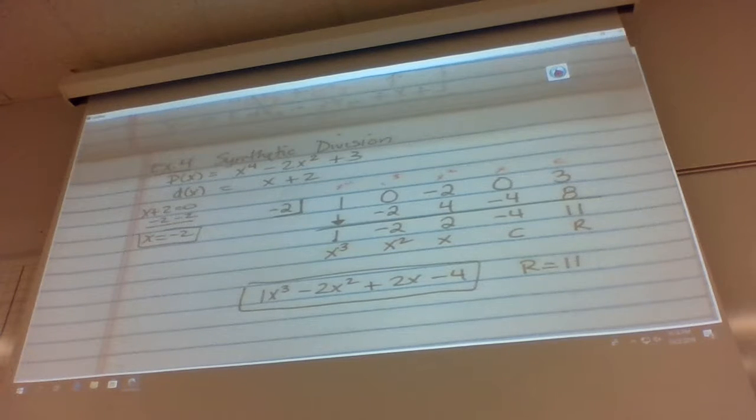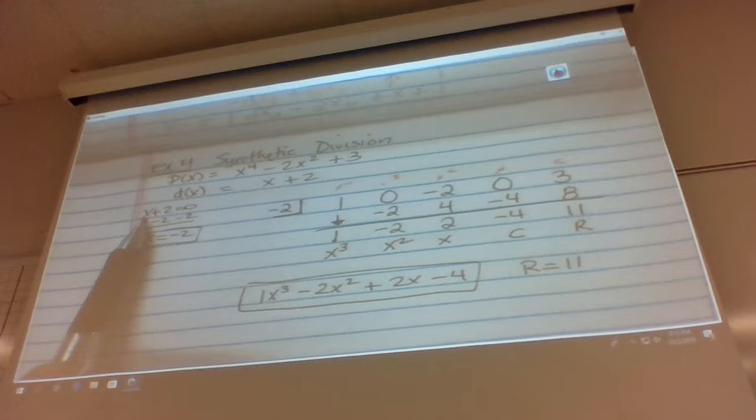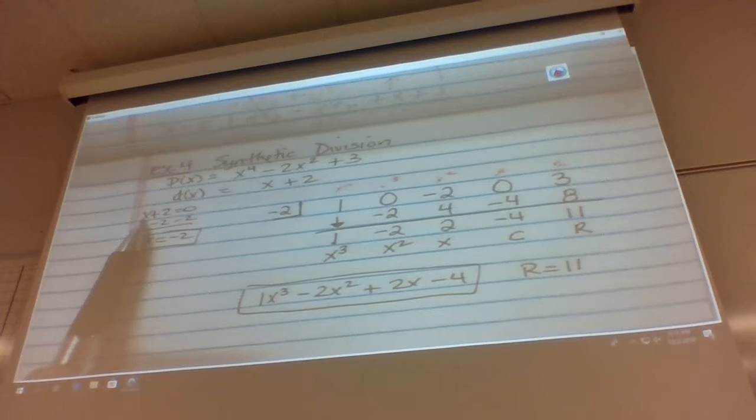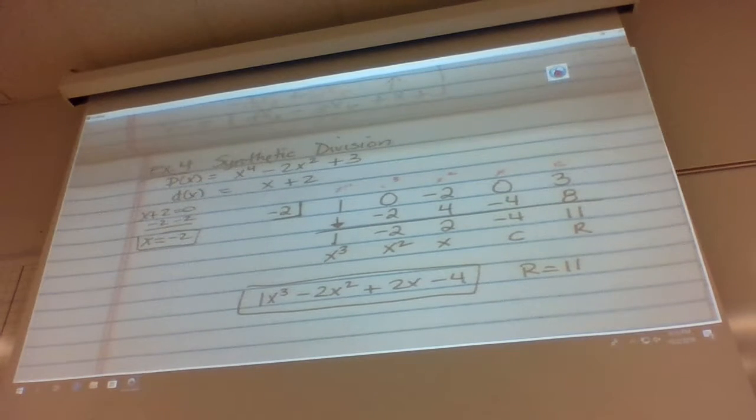But this doesn't always work. It works if this is a factor, if they give you something like x plus 2 or x minus something. But if they give you divide by x squared plus 3, it won't work. You have to use long division for that.